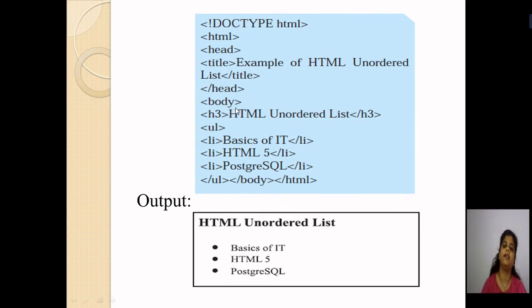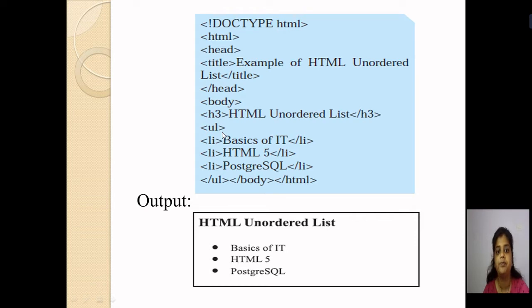Inside the body tag I have used the heading tag. H3 is the heading that I have assigned. In H3 I have written HTML unordered list. What is the heading assigned to my list? HTML unordered list is the heading assigned. As I have completed writing my heading, I have closed my heading tag by using the backslash operator, backslash H3. After that my ul tag is started. So here my unordered list gets started.